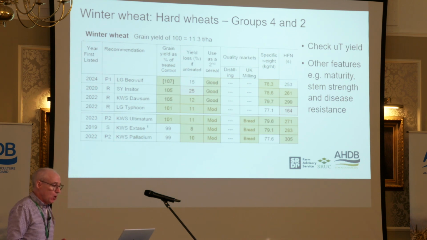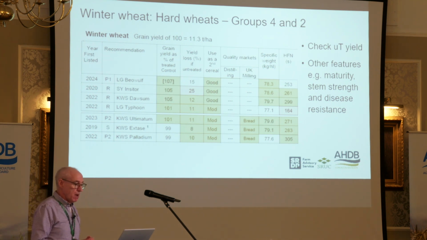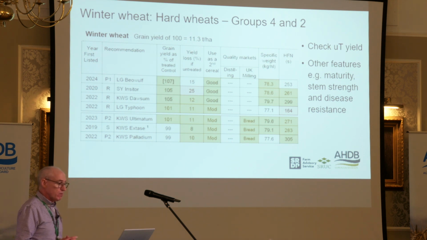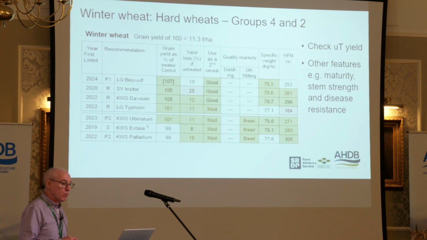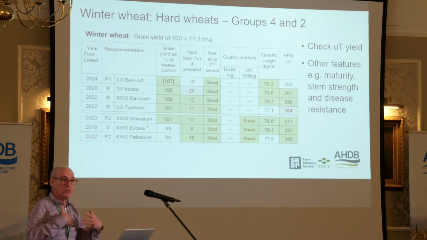Just finishing then on the hard wheats. So the upper part of this figure here has got the feed options. So you can see we've got some varieties there, Dorsum and Typhoon, with a relatively good untreated yield. So we'd like to see some of the soft textured varieties develop in that direction as well. So we've got some very high yields among these choices, including the new LG Beowulf as well. So we hope that bracketed 107 is realised and is sustained in future.